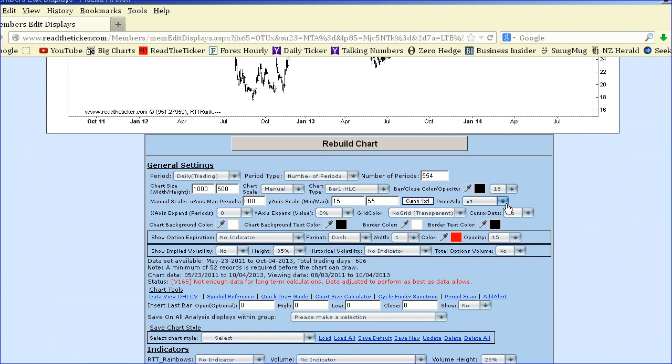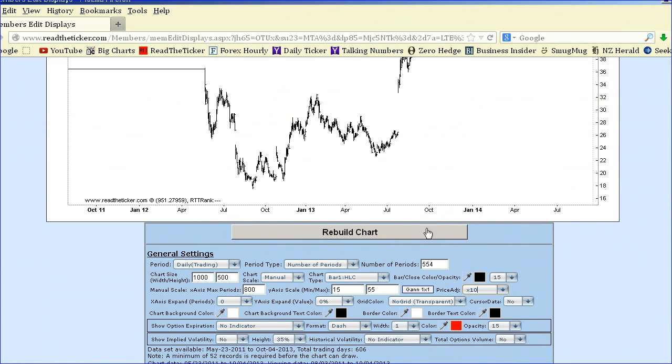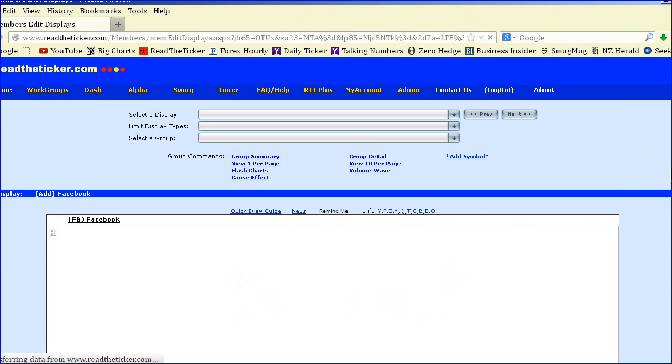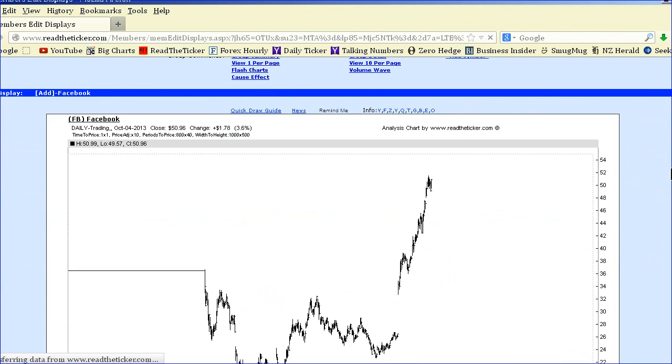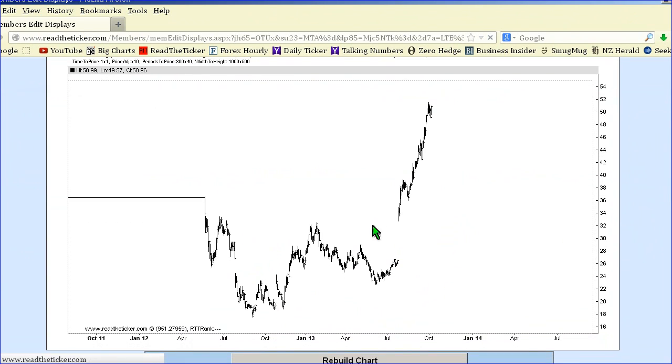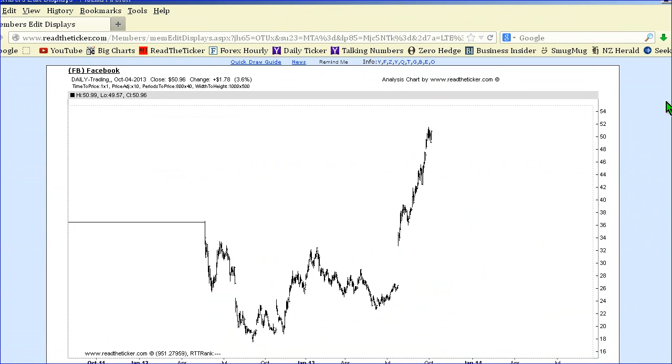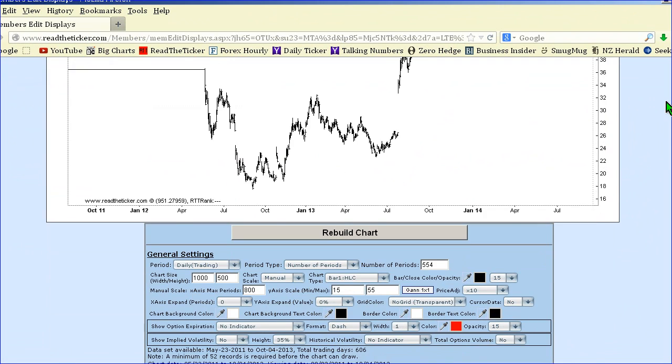I got a 1 by 10, so we want a price adjustment. Scale that to keep it tidy. Okay. This is a bit more of a challenge to do a Gann angle chart because the data size is less, and we've also got a very wide range from 18 to 50 in a very quick time.